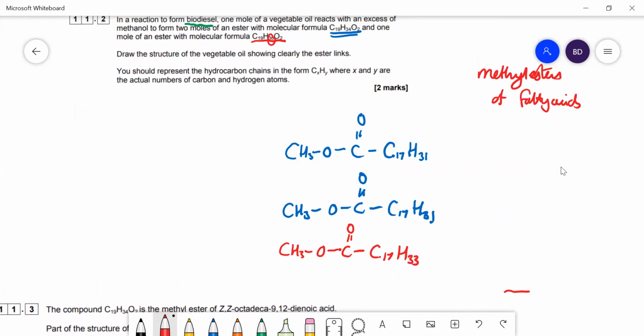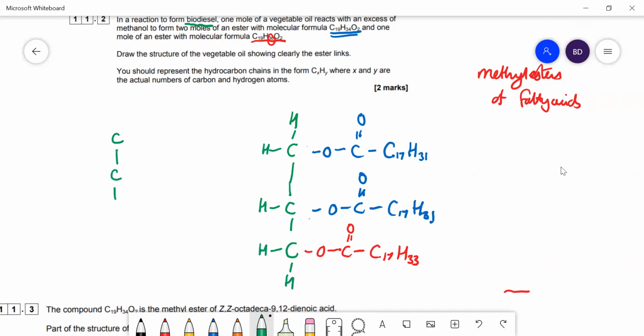Right, now they must have come from, so that's 3 separate methyl esters. They come from one ester formed from glycerol, which is propane 1,2,3 triol. So I'm going to get rid of those there. And this would have come from glycerol. Glycerol is like that. Just to remind you, glycerol is propane 1,2,3 triol. So each of those OHs form a separate ester linkage.